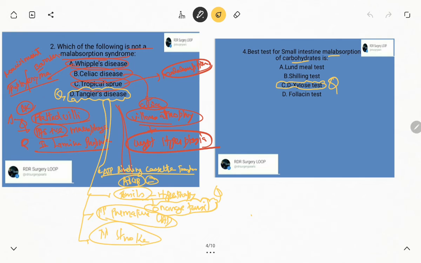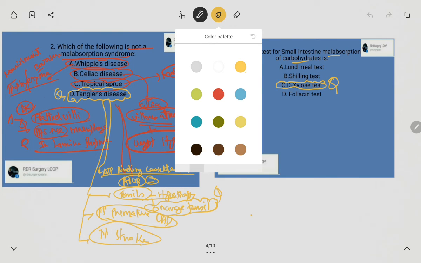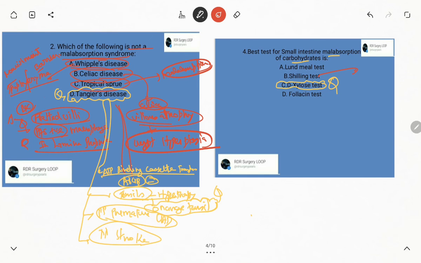And the Schilling test, we have seen in the last video, is used for diagnosis of pernicious anemia, vitamin B12 deficiency, and megaloblastic anemia.